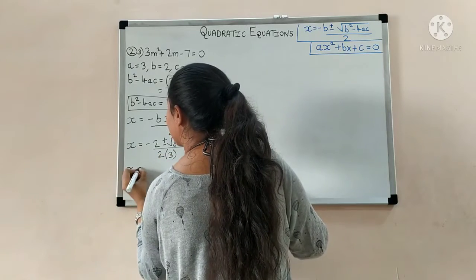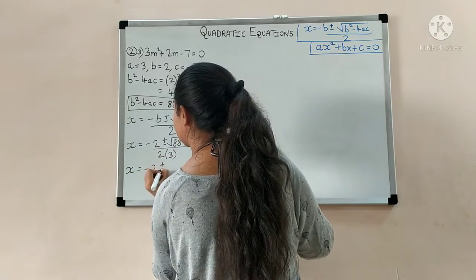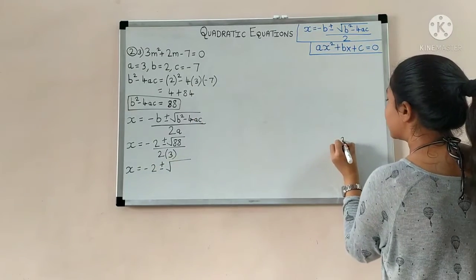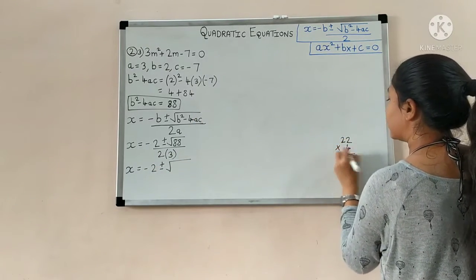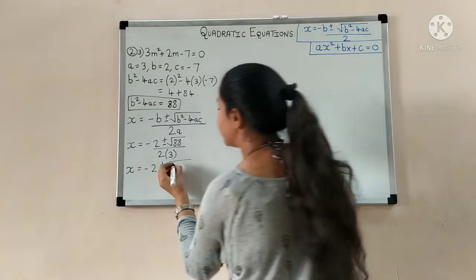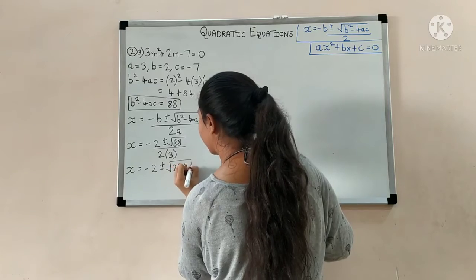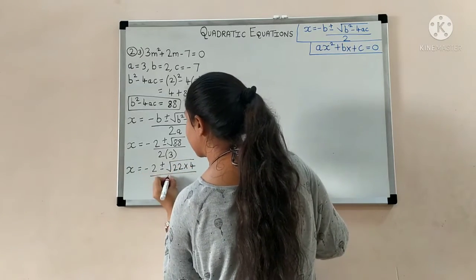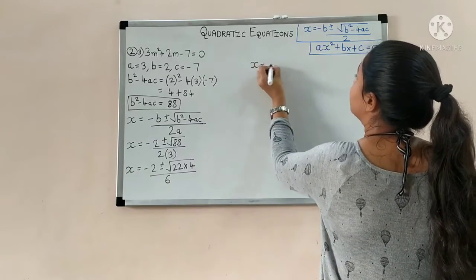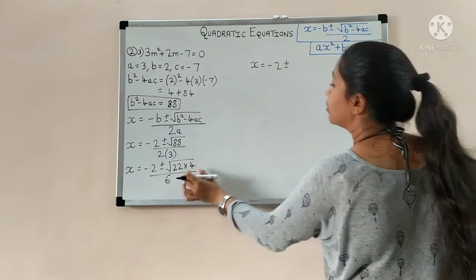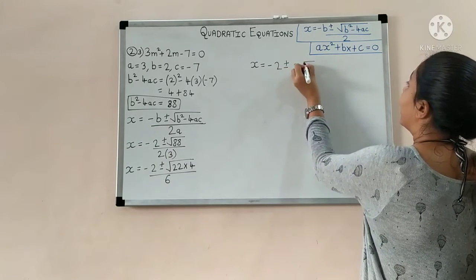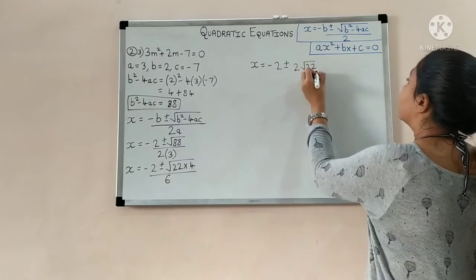Okay, then x is equal to minus 2 plus minus. Now see, root 88 means, what is root 88? It is root of 22 times 4, correct? You all can calculate it. So we can write it as root 22 into 4, correct? And this will be 3 times 2, that is 6. Now see here, x is equal to minus 2 plus minus. Now root 4 is 2. So you can write 2 outside and keep this root 22 inside.